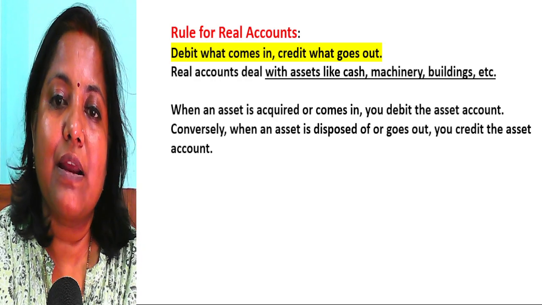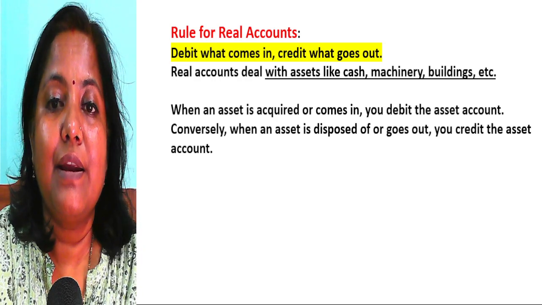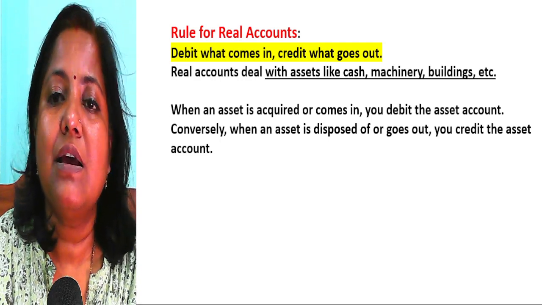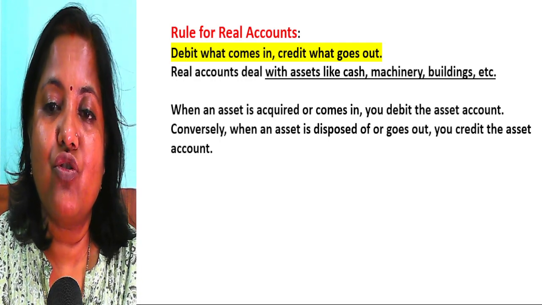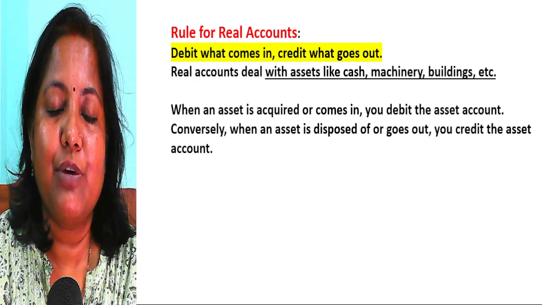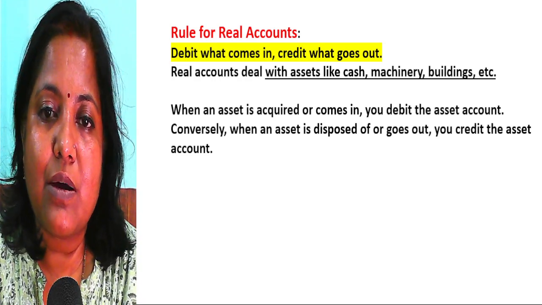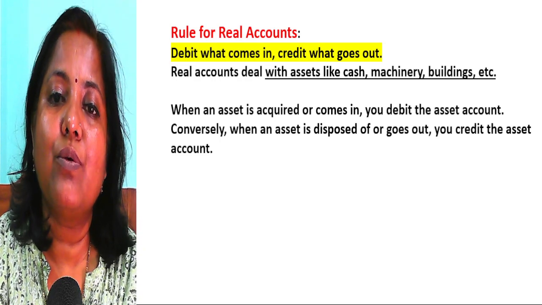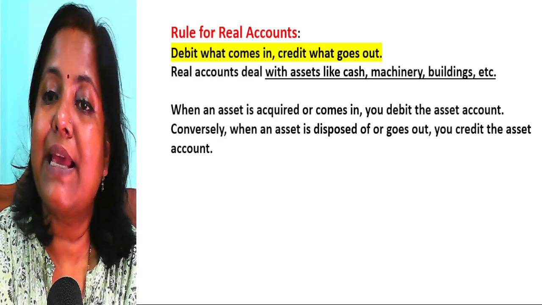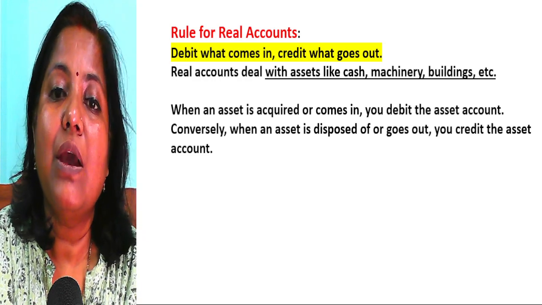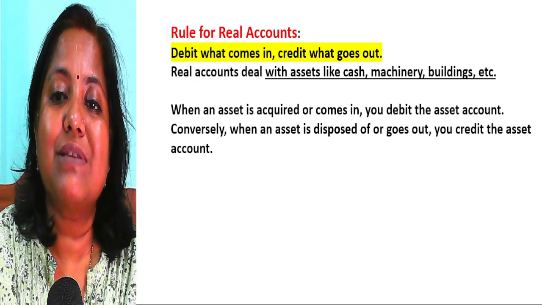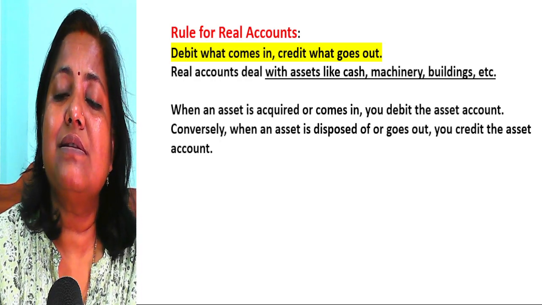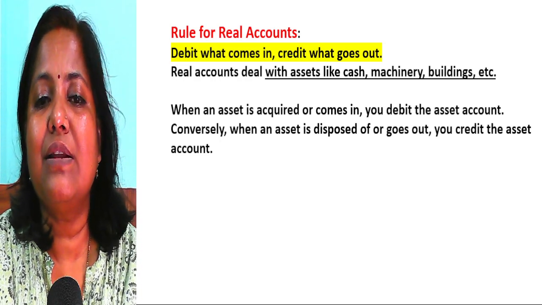Rule of real accounts, which deals with assets: debit what comes in, credit what goes out. Whatever comes in means any purchase of any asset, cash coming in, any donation given, anything we are buying, machinery, building, all these are real accounts. So debit whatever comes in and whatever goes out, credit. Okay. So a real account deals with assets like cash, machinery, building, etc. When an asset is acquired or comes in, you debit the asset account. Conversely, when an asset is disposed of or sold or goes out, you credit the asset account.